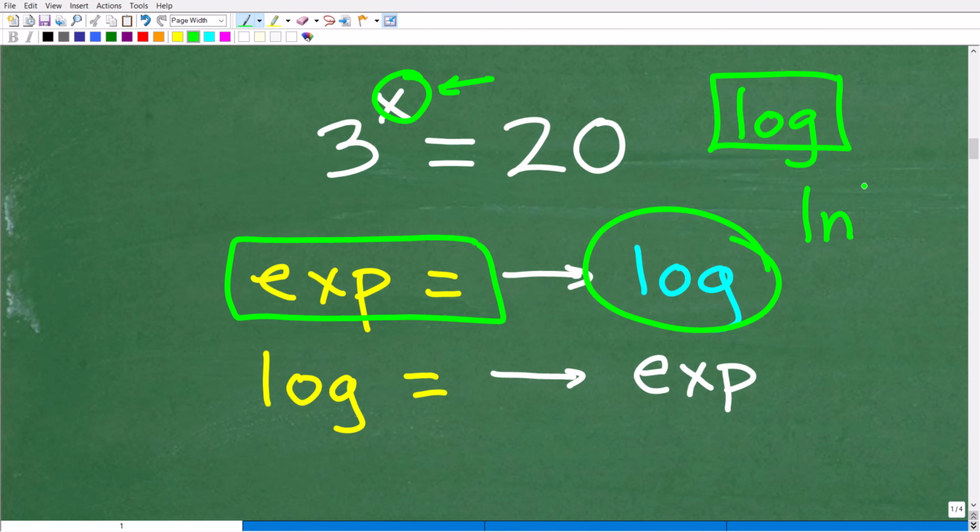Now, there's another button called LN. This is what we call the natural logarithm. This is the common logarithm. And typically for most problems, you'll use the LOG button. You could use both buttons. There are specific situations where you use the natural log. Again, I don't want to go on too many tangents here because this is a big discussion in algebra.